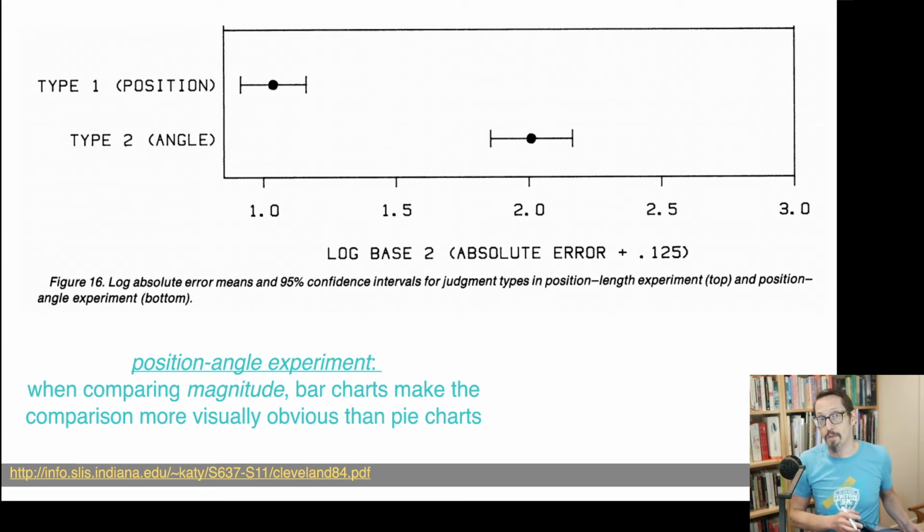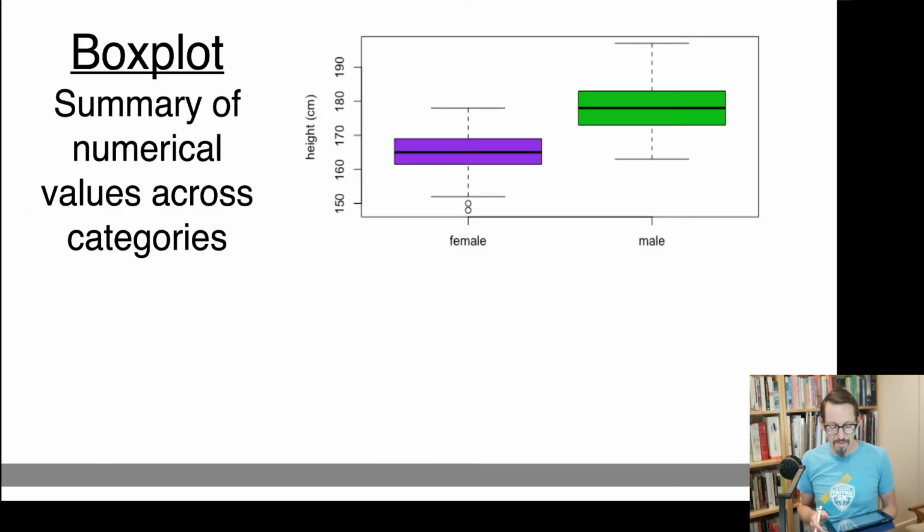Don't worry too much if you didn't understand that explanation. Like I said, that's the kind of thing you're going to have to take a stats course to fully understand. But trust me when I say that pie charts are generally not good for almost anything. Okay? Now, the chart I just showed you is an example of a box plot.